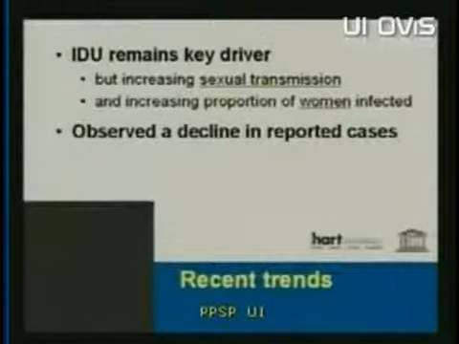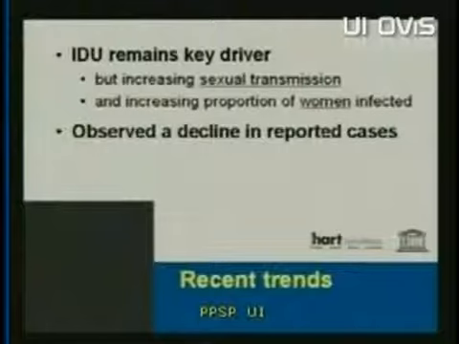So I mentioned that injecting drug users remain the key driver of the epidemic. But in recent years, we are seeing an increasing proportion of sexual transmission of HIV in the population, and with it comes an increasing proportion of women among those infected. And I mentioned we saw the observed decline in reported cases.